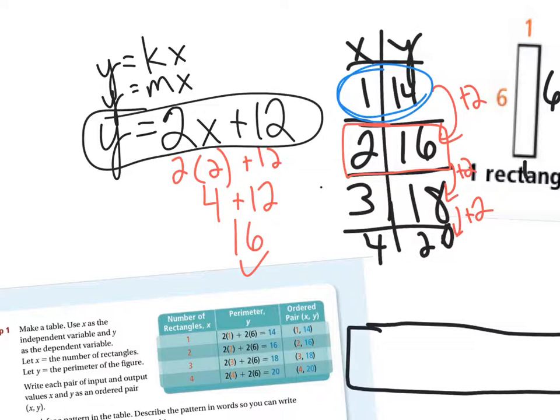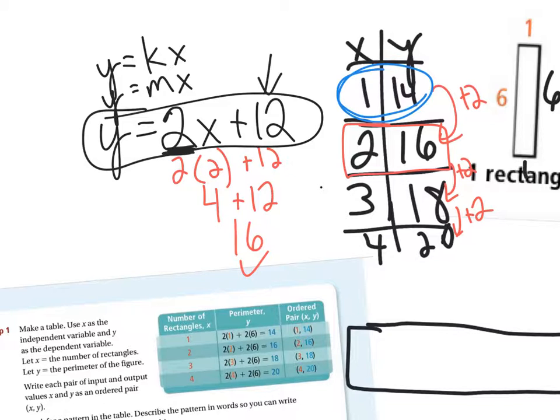That's going to be your slope. That's going to be your coefficient of x here. And then it's just a matter of how do I need to adjust that. Some cases you might not have to adjust it at all. In this case, adding 12 was what we needed to do in order to make this work with our numbers.